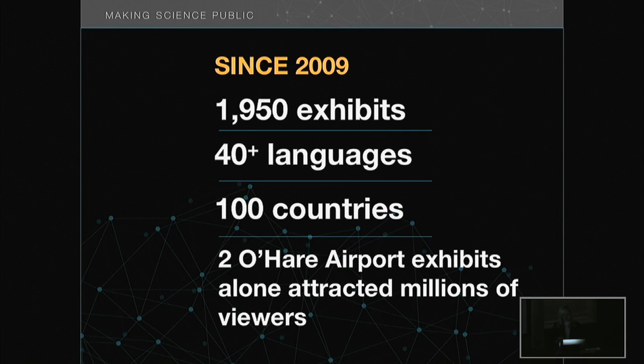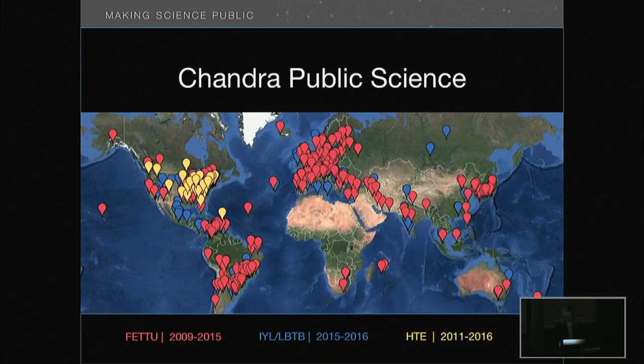The numbers are hard to track with the type of exhibits that we do, and I'll explain why a little later. But just with 2 O'Hare International airports alone, we've attracted many millions of viewers. So this is just a brief map of where a few of our exhibits have gone, about 3 out of the 5 exhibits. And we're calling this Chandra Public Science. And I'm going to define that term in the next slide or two.